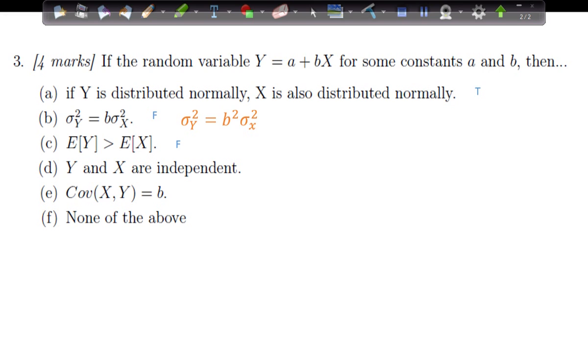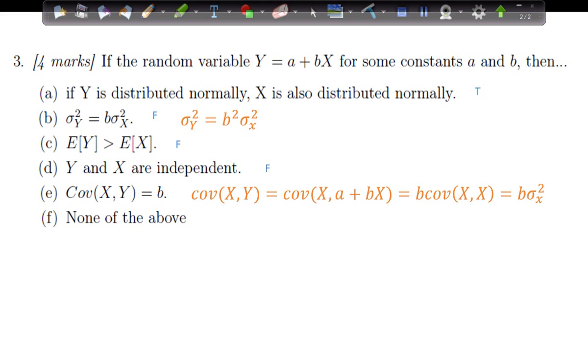Y and x are not independent because they are given by the relationship y equals a plus bx. Next, we try to obtain the covariance of x and y. The covariance of x and y is similar to the covariance of x and a plus bx. The covariance of x and a is equal to 0 since a is a constant.